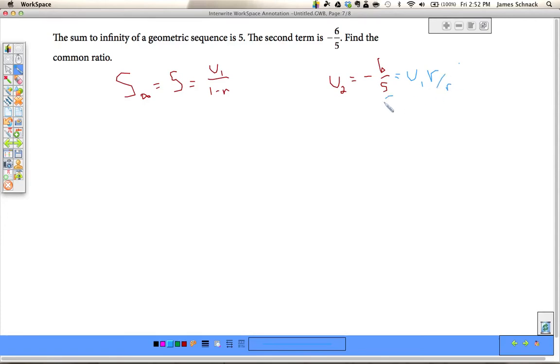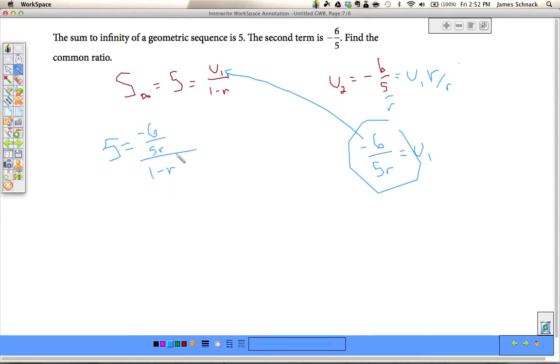Let's divide by R on both sides. Negative 6 over 5R equals U1. And guess where that's going, ladies and gents? That's jumping over here. We're doing the substitution method all day long. 5 equals negative 6 over 5R divided by 1 minus R. Well, how do these fractions combine together? When we divide and then divide again, negative 6 over 5R times 1 minus R.